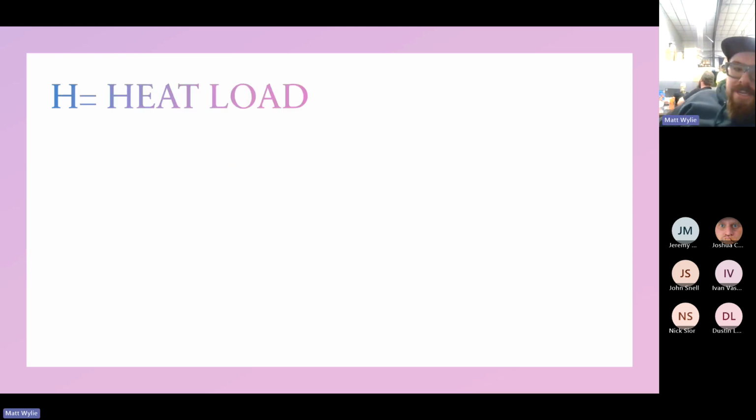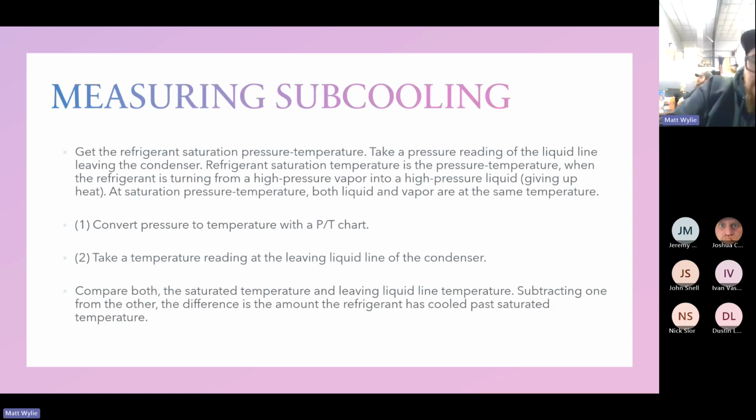Next one, H. So heat load. So back to superheat and subcooling. Get the refrigerant saturation pressure temperature. Take the pressure reading of the liquid line leaving the condenser. The refrigerant saturation temperature is the pressure temperature when the refrigerant is turning from the high pressure vapor into the high pressure liquid, giving up heat. At saturation pressure temperature, both liquid and vapor are at the same temperature.